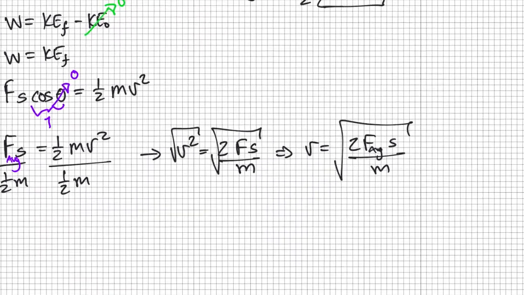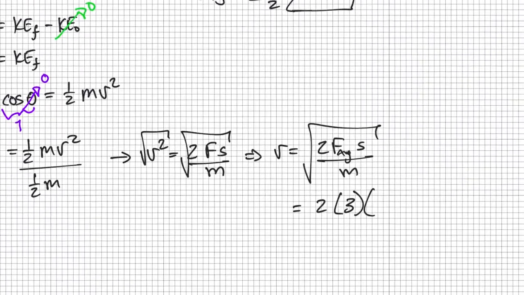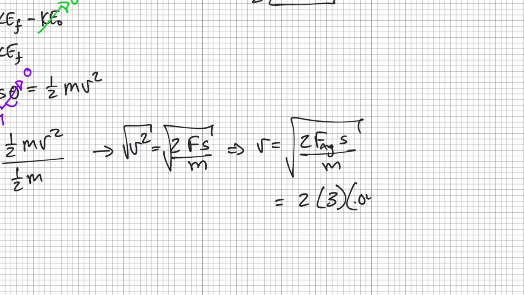And hopefully when we plug in the numbers, we should get the same velocity that we did before. So plugging in 2, my average force is 3 newtons. I have a displacement of 0.04 divided by my mass of 1, not 7, but 1, and then we're going to square root that. When I plug that in, I'm going to get a velocity equal to 0.49 meters per second.